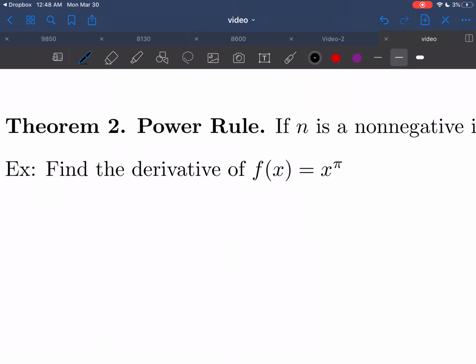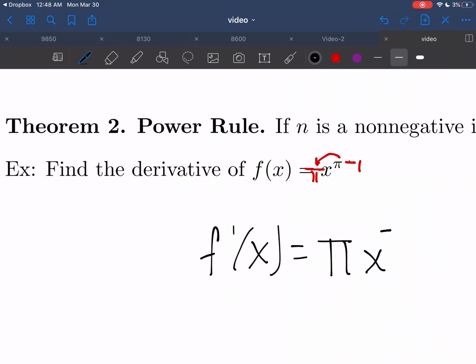In this case, if we took the derivative of x to the pi, pi is our exponent. So we're going to bring pi down front and subtract 1. So our derivative, f prime of x, is going to be equal to pi x to the pi minus 1. If this was a 2 or 3 or some number, we would just subtract the 1 and write whatever the answer is. But because doing pi minus 1 would give us a crazy decimal, it's easier just to leave it as pi minus 1.